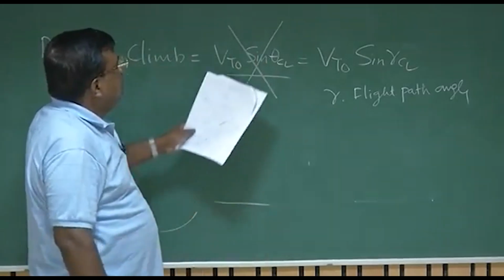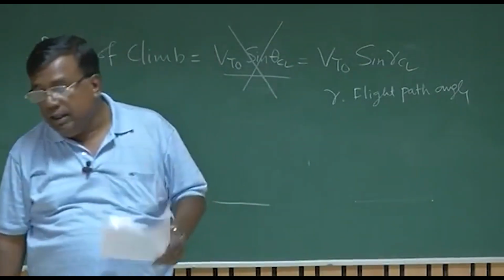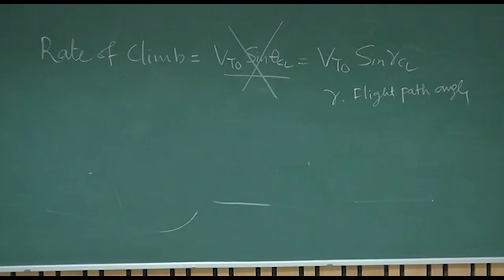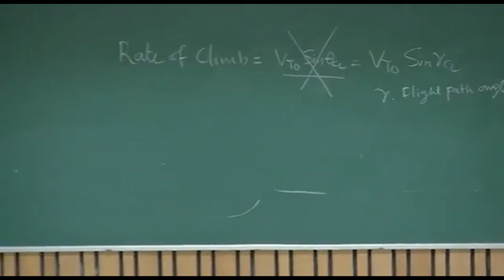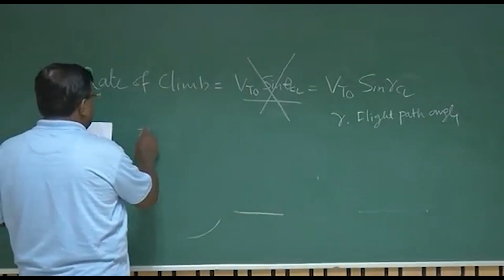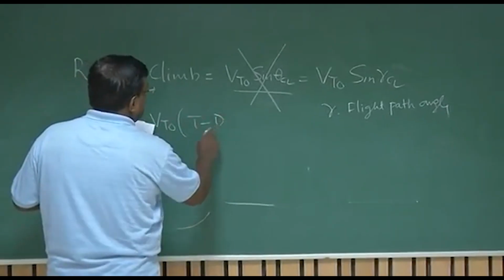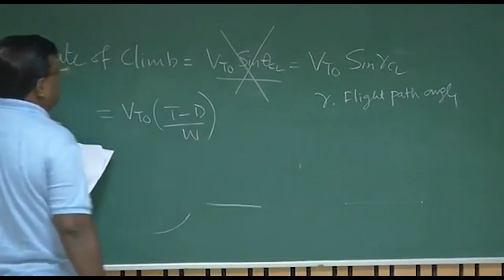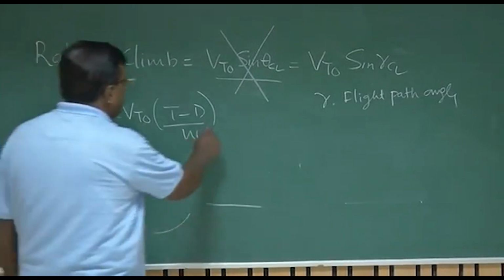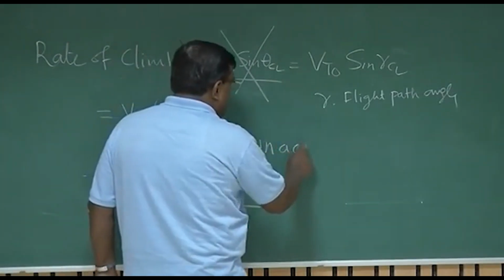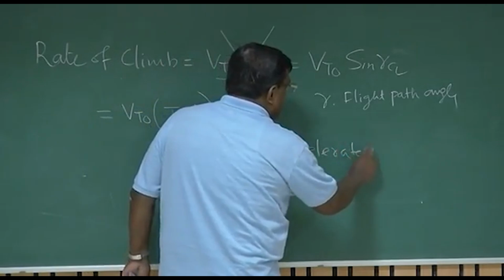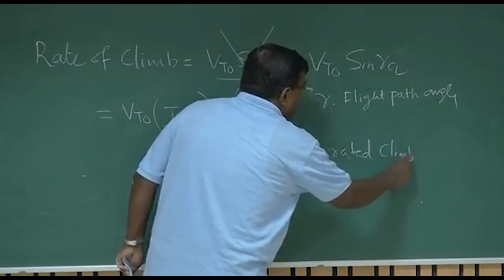So I am not writing theta CL, I am cutting it here. I will write V takeoff into sine gamma CL to stress that for flight path angle we are using notation gamma, not theta. Theta is for the pitch orientation, the attitude of the airplane with respect to the ground. Gamma is the angle between the velocity vector and the horizon. So this will be equal to V takeoff into sine gamma CL, which is T minus D by W for an unaccelerated climb. Do you remember that? Do you want me to repeat? Straight climb. How did it come?